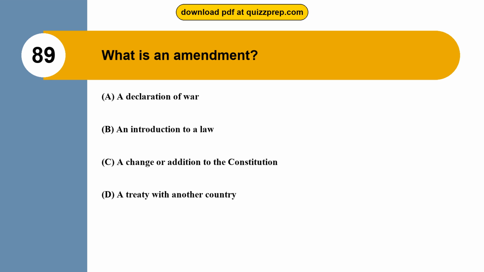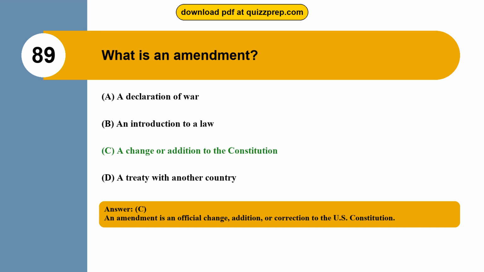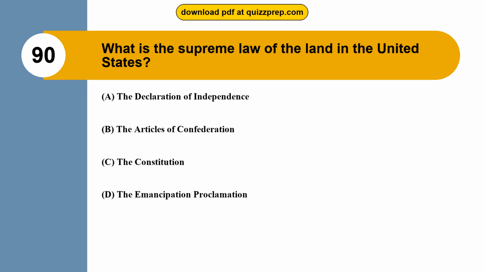Question 89. What is an amendment? Option A, a declaration of war. Option B, an introduction to a law. Option C, a change or addition to the Constitution. Option D, a treaty with another country. The correct answer is option C, a change or addition to the Constitution. An amendment is an official change, addition, or correction to the U.S. Constitution.